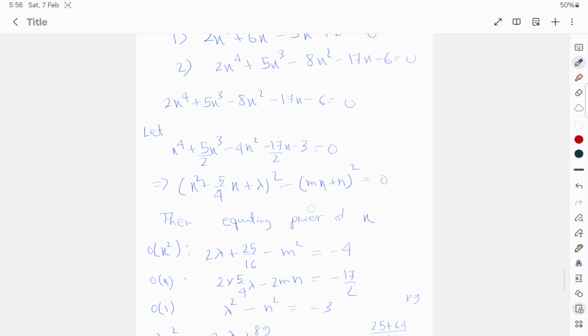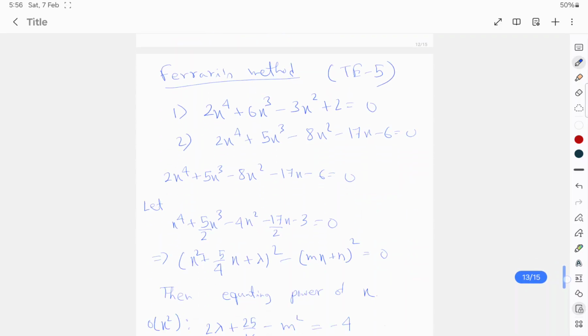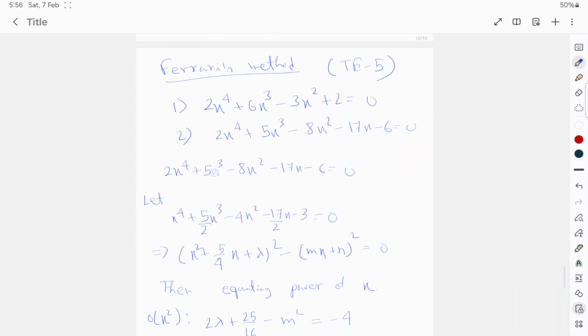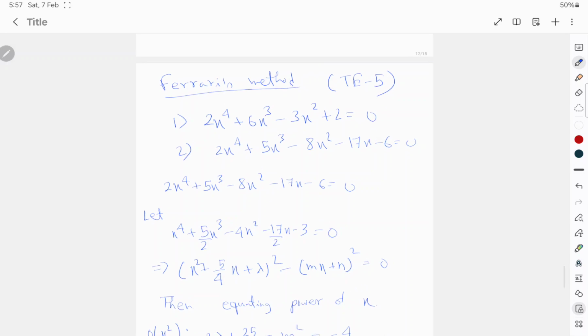Is there an issue? Okay, my touch is not working well, but anyway.